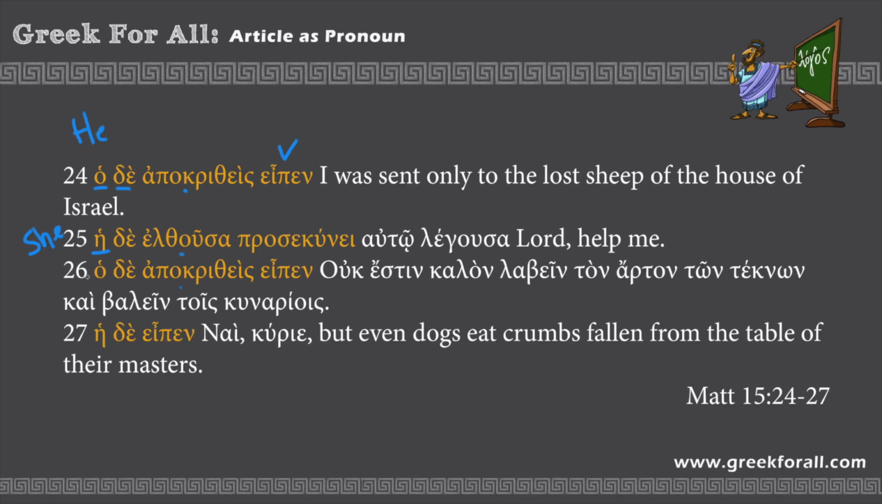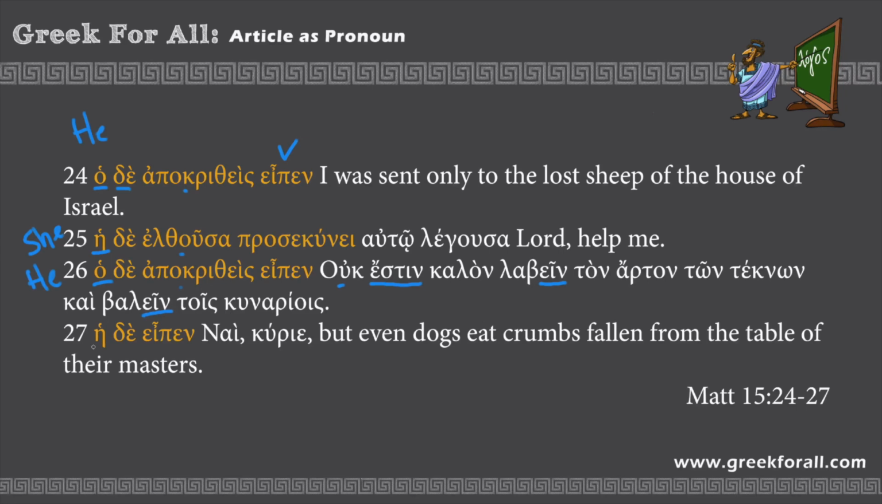And verse 26, it's jumping back to masculine definite articles. So this is Jesus again. We translate it as he. But he answered and said, the verb to be, third person singular, it is not good, colon good, labein, infinitive ending. It is not good to take the bread of the children, and balein, again infinitive, and to throw to the dogs. All right, so this is our construction.